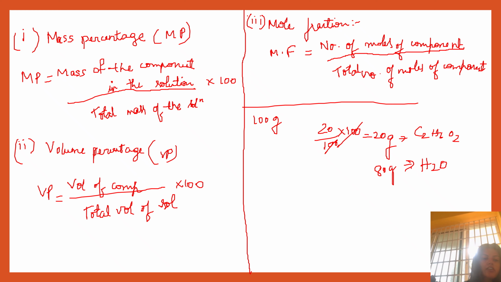Now, the molar mass of C2H6O2 we have to find out. First of all, you have to find the molar mass. Then find the moles of C2H6O2 and H2O, both. Then put it into the formula. That's it. I'll show you.